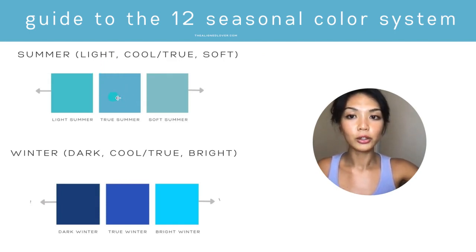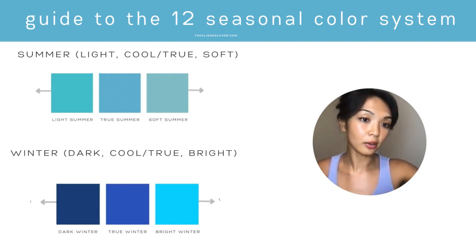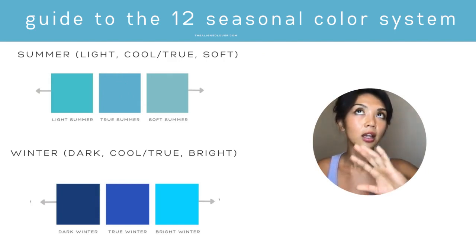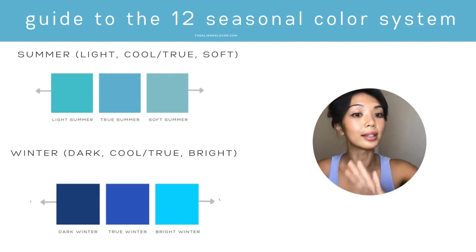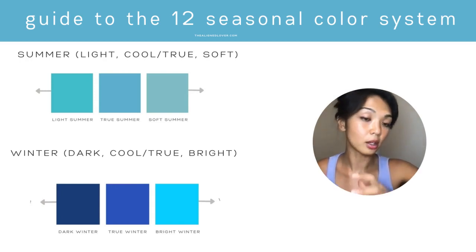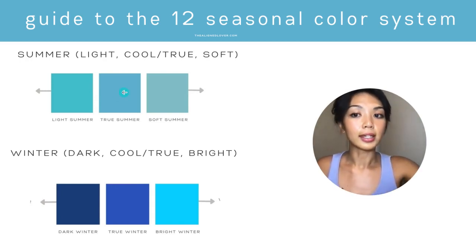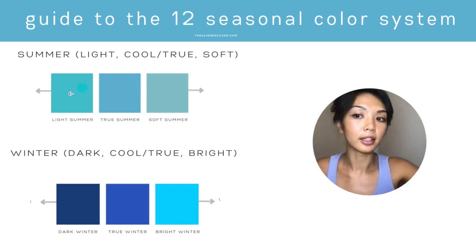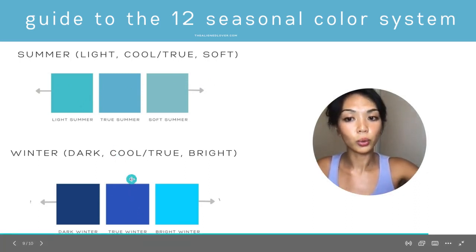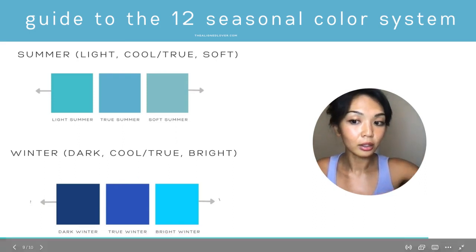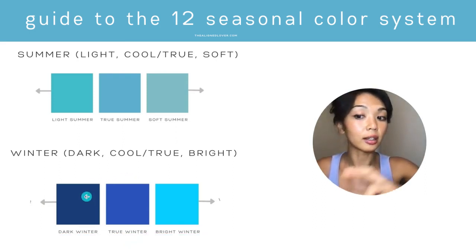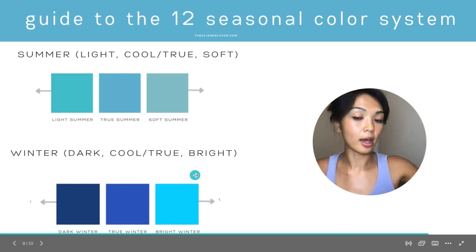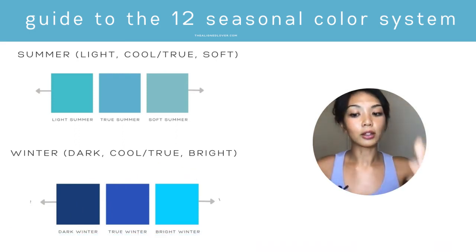All right, now same spiel, but let's look at the cooler season. So here we have true summer, which is cool and soft. Note that's different than the 4 seasonal color system, which assigns cool and light to summer. So in the 12 seasonal color system, summer, or true summer, is cool and soft. You flip those and you get soft and then cool, and you have soft summer. And again, on the other side, you have light summer, which is light and then cool. Looking at winter, we have true winter, which is cool and dark. You flip that, you have dark and then cool, which is dark winter. And then you also have a bright winter, which is bright and cool.